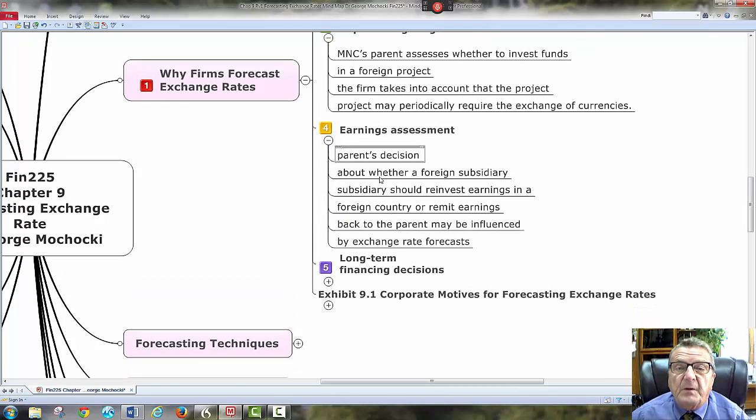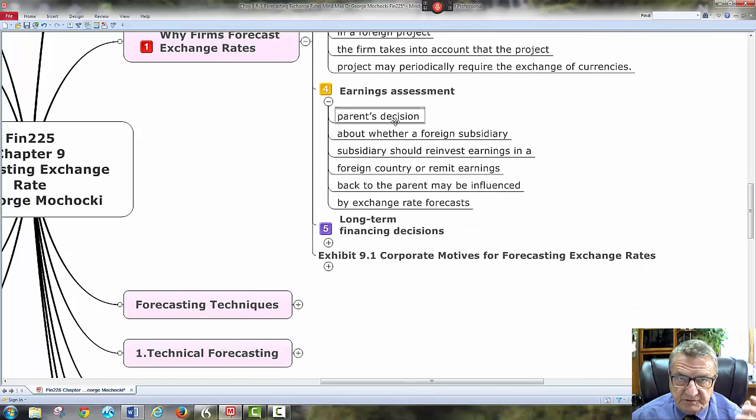Okay, now earnings assessment. The next one is parents' decision. When I look at parents, it's a multinational, it's a home base. I got subsidiaries out there, and the question is whether a foreign subsidiary should reinvest its earnings. Do I keep the earnings in the foreign country or bring it back to the parent? That's influenced by exchange rate forecasting. When do I bring the money out? When is the best time? Depending on the strategy that I am doing. Am I importing or exporting? What's my strategy? Am I just trying to survive? All this depends on the strategy, and it's just why the forecast makes sense.